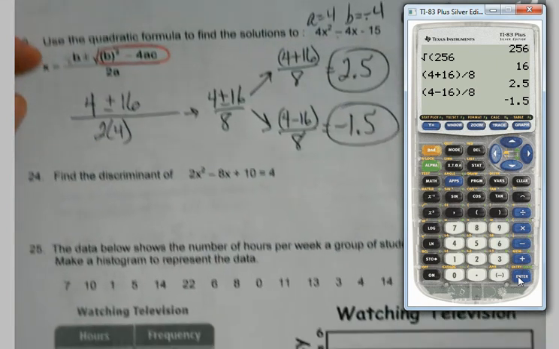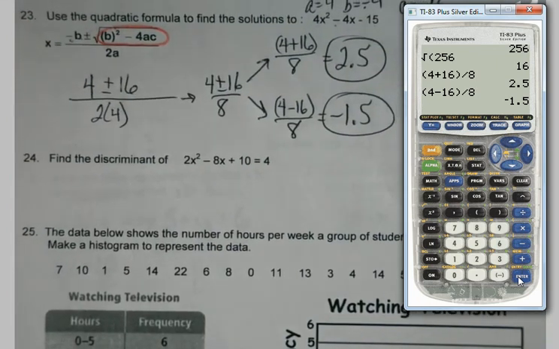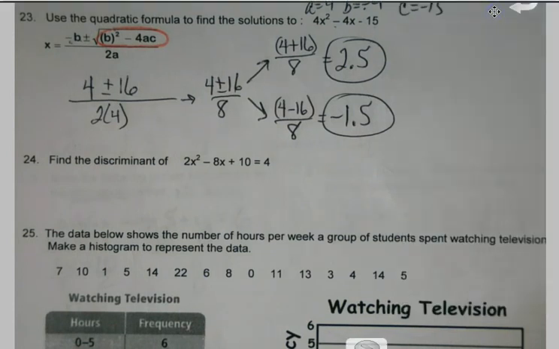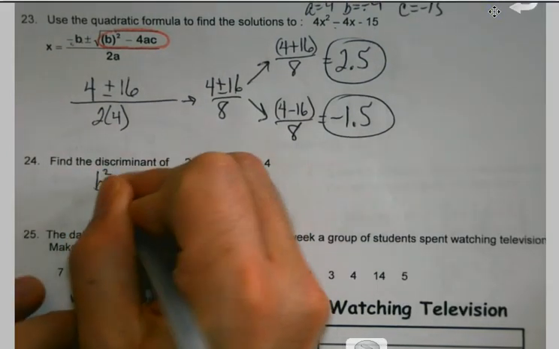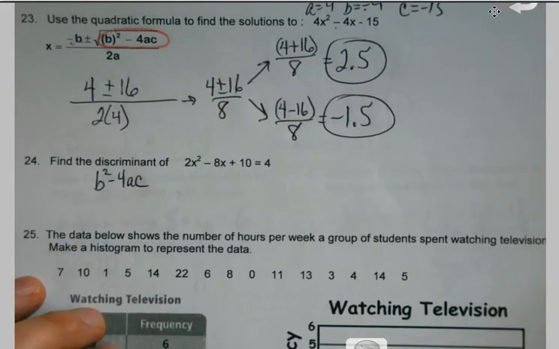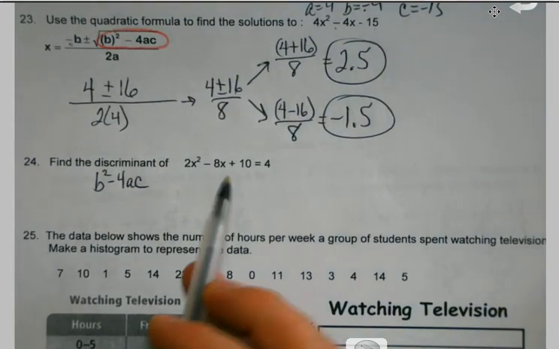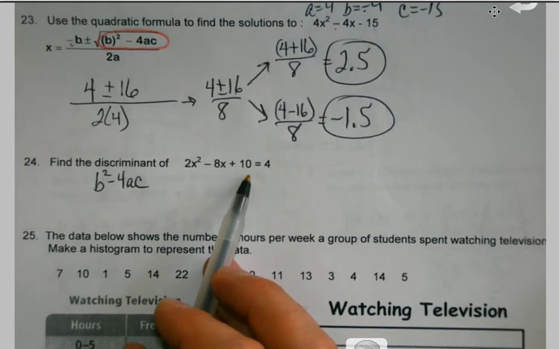So again, no biggie. Now that's the long one of the group. The shorter one's coming here, the discriminant. It's just the inside part, just the b squared minus 4ac, no square root. But one issue, be careful. You have to have equals 0 before you can start.